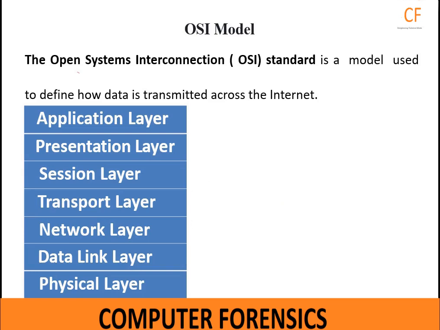The Open System Interconnection (OSI) standard is a model used to define how data is transmitted across the Internet. This standard was introduced in 1984 by the International Organization for Standardization (ISO). The ISO introduced the notion of communicating across the Internet using 7 layers. Other groups have different models with fewer layers.